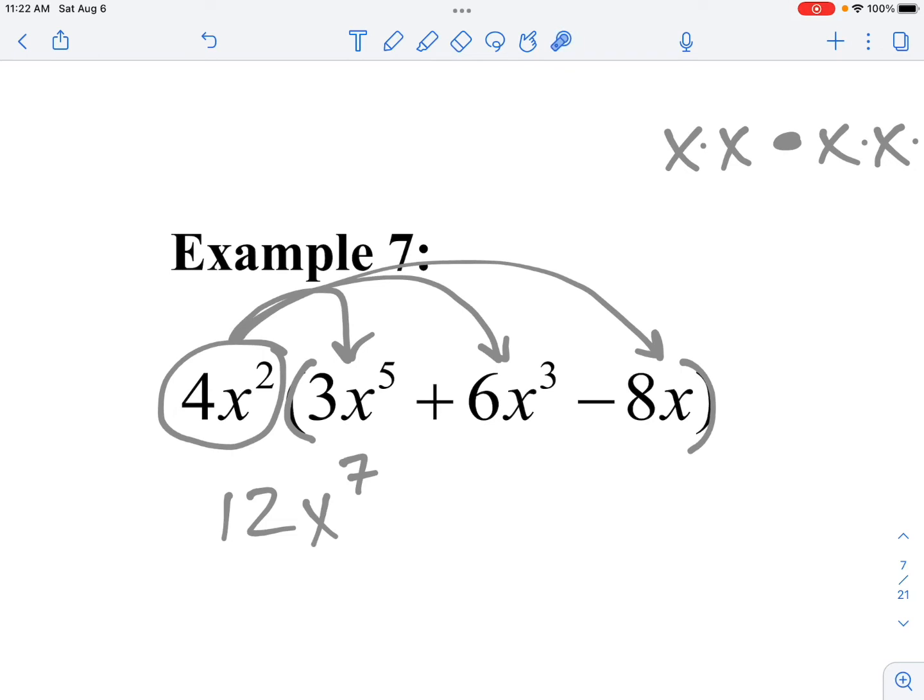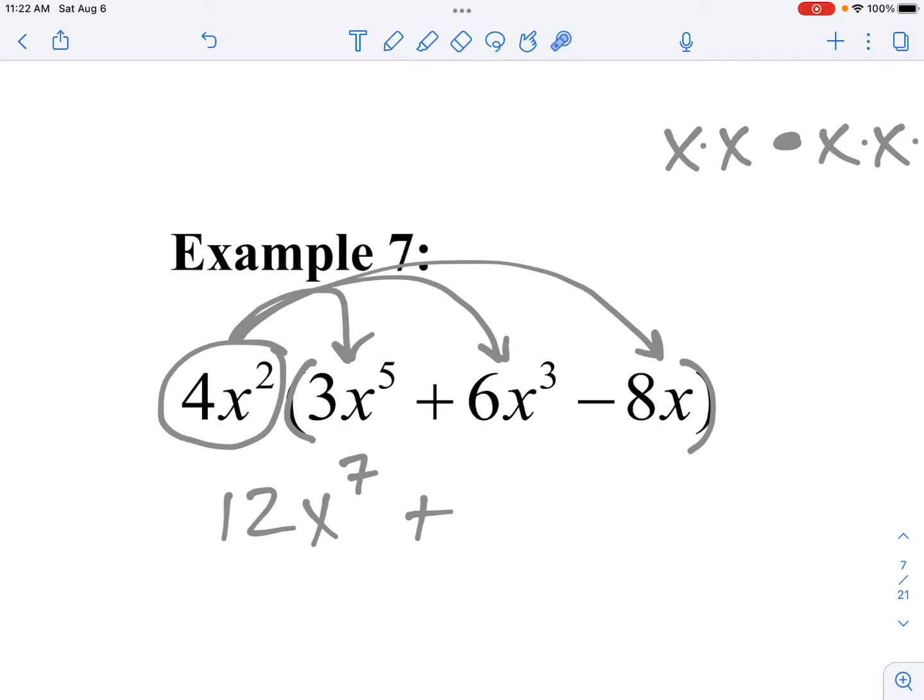And that's what happens when I take this term times this term. Now I'm going to keep this plus sign here. This plus sign right here just stays, and I'm going to distribute the 4x squared to now the 6x to the third. I already did this one. When I multiplied these two together, I got this, so now I'm doing the second term.